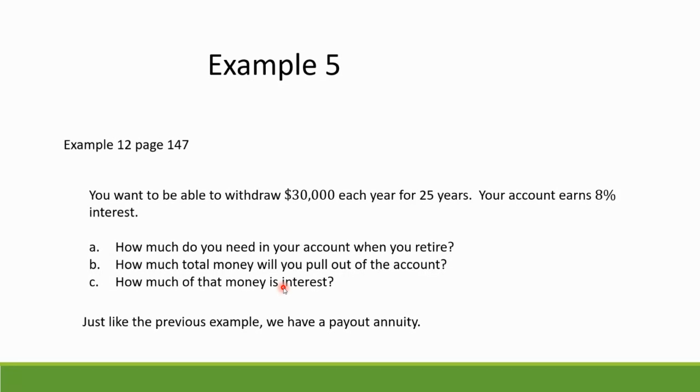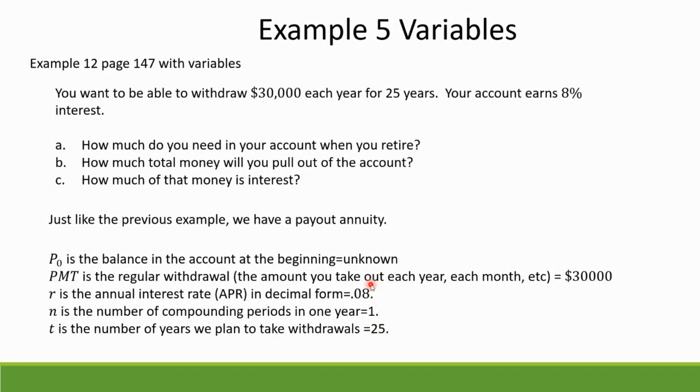Now, notice we're making many withdrawals, right? We're not just doing one or two. And that's why we have a payout annuity. So we did see that formula before, so we'll see it again shortly. And remember that formula, we had some variables. So let's get the variables now.